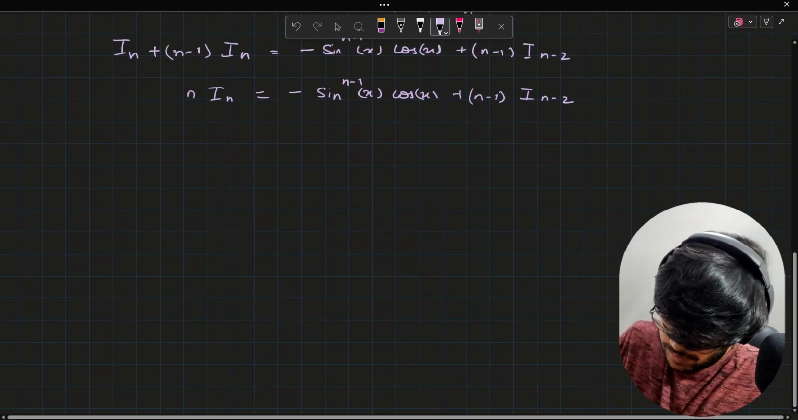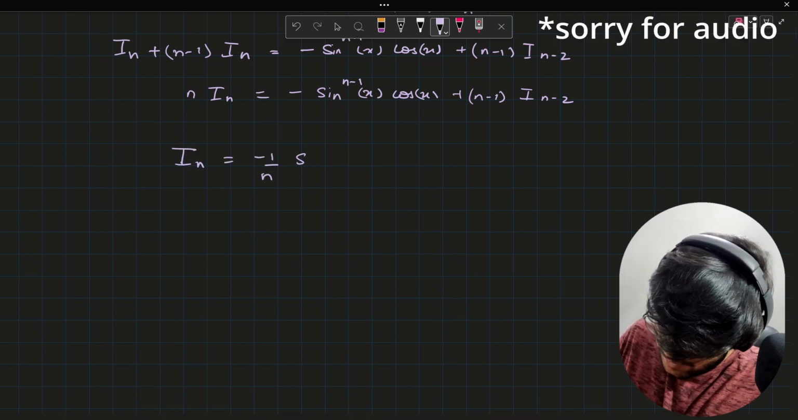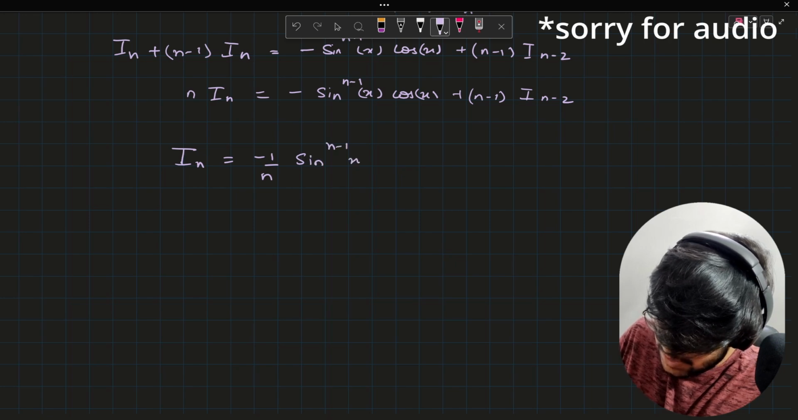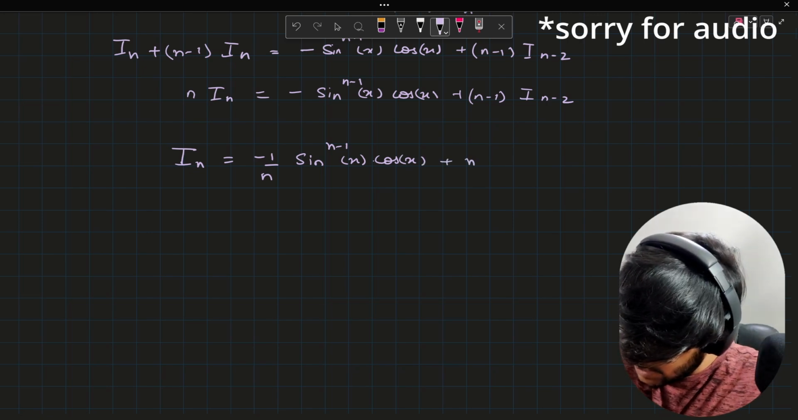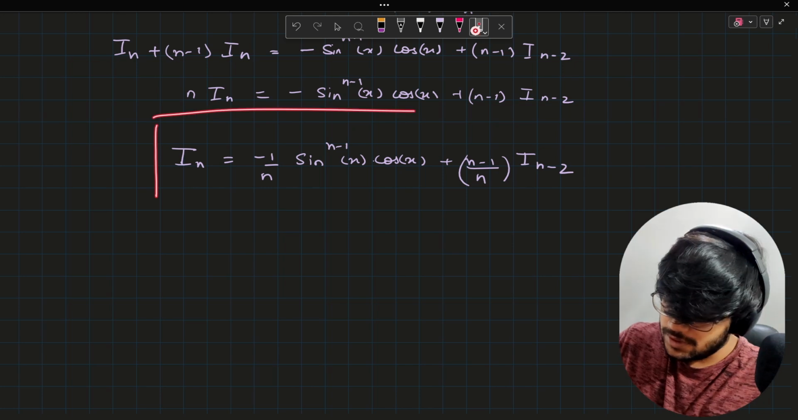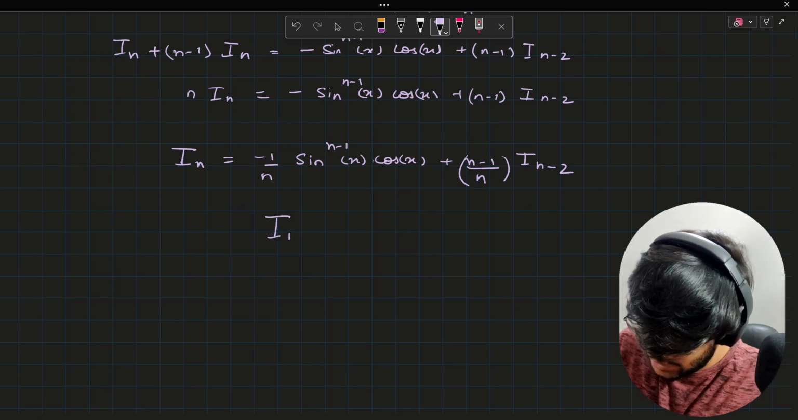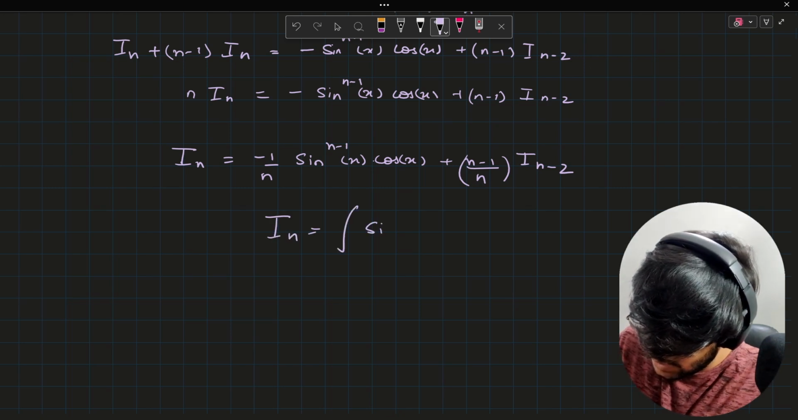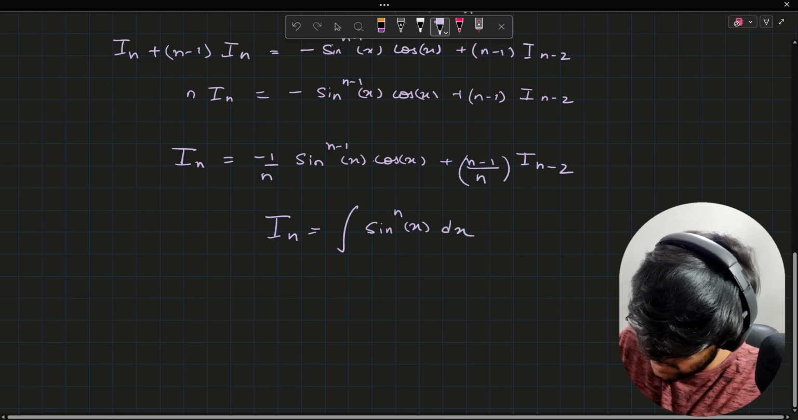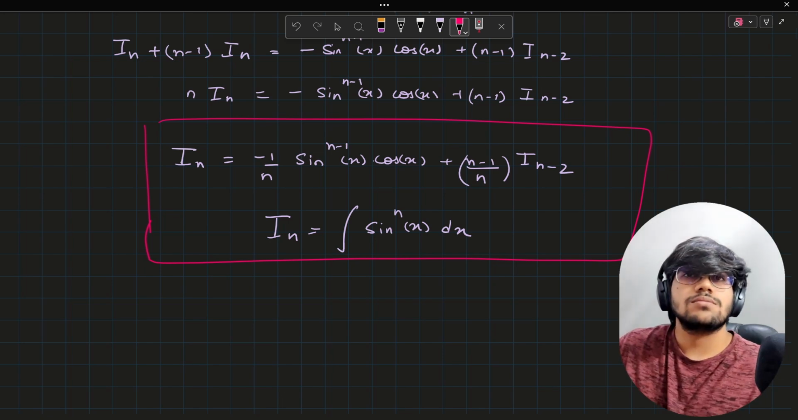Finally, by this we get I_n is equal to minus 1 over n sine^(n-1) x cos x plus (n-1) over n I_(n-2). So yeah, this is your reduction formula, and as we stated earlier, I_n is equal to the integral of sine to the power n x dx. So yeah, we're done by this.